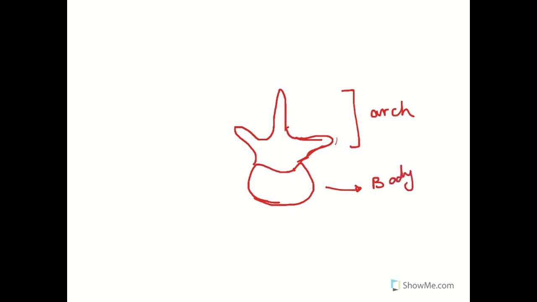Between the vertebral body and the vertebral arch, we have the vertebral foramen. This is the vertebral foramen. This foramen is for passage of the spinal cord. This is called the vertebral foramen, for the passage of the spinal cord. Okay.